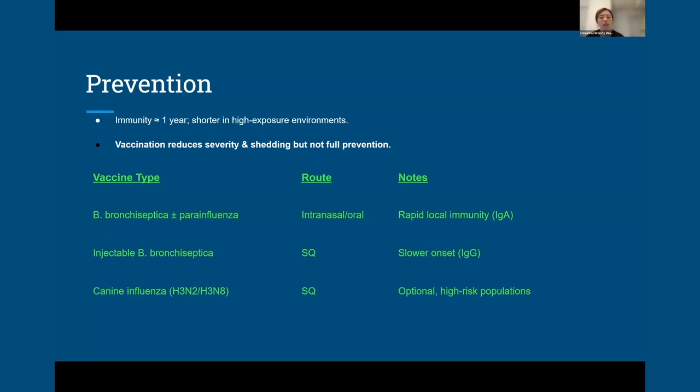The vaccine usually comes in an intranasal or oral type that will contain the Bordetella plus or minus parainfluenza, and that will help with rapid local immunity of the IgA. For pets that really do not like the nasal or oral route of administration, there is the injectable, but that's a slower onset because it's done by IgG. And for some highly exposed pets, you can also give the canine influenza subcutaneous injectable vaccine, and that's optional and only in high-risk populations.